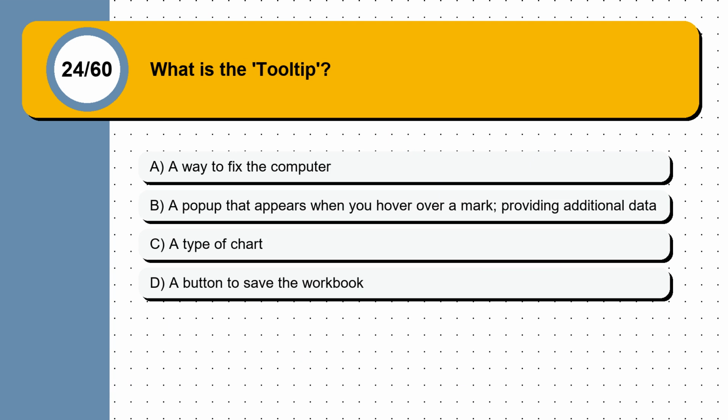Question 24. What is the tooltip? Option A, a way to fix the computer. Option B, a pop-up that appears when you hover over a mark providing additional data. Option C, a type of chart. Option D, a button to save the workbook.